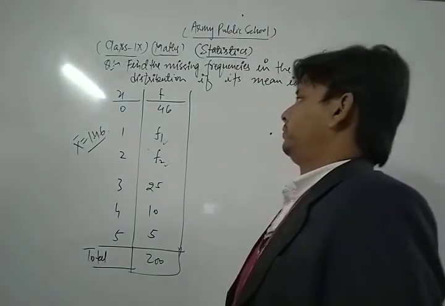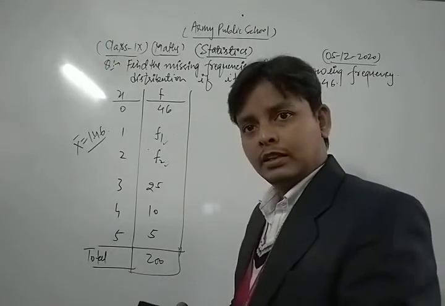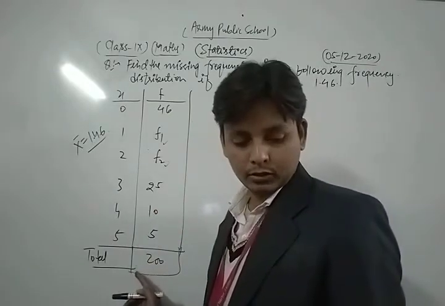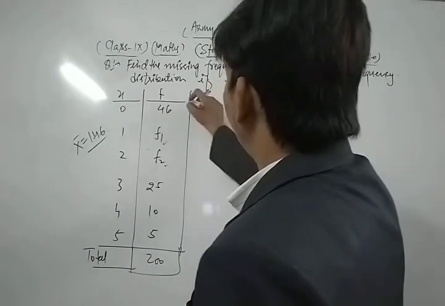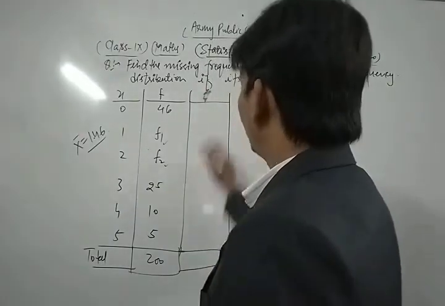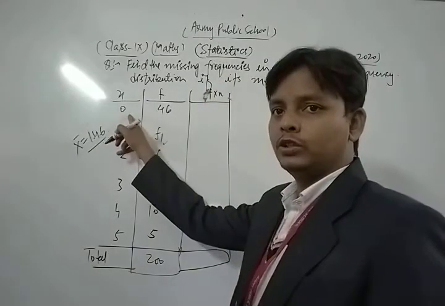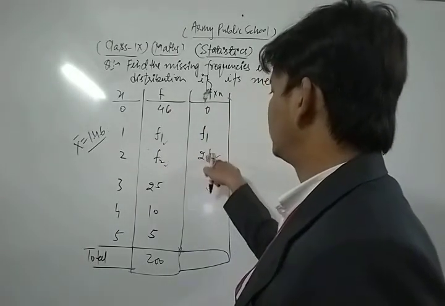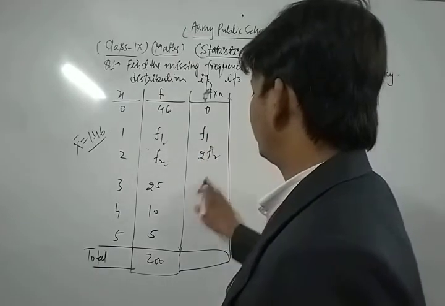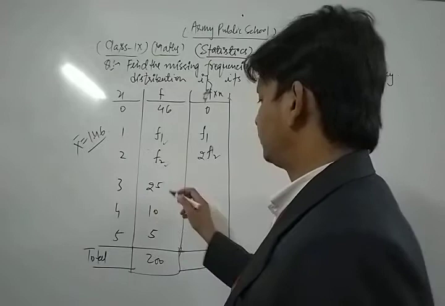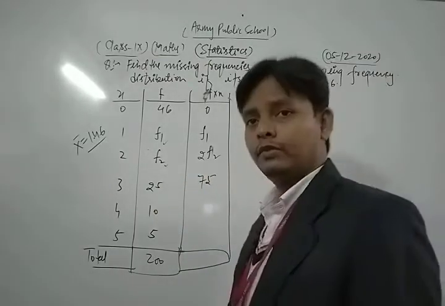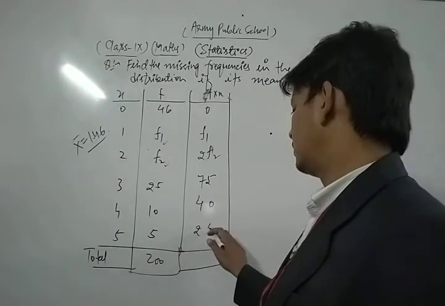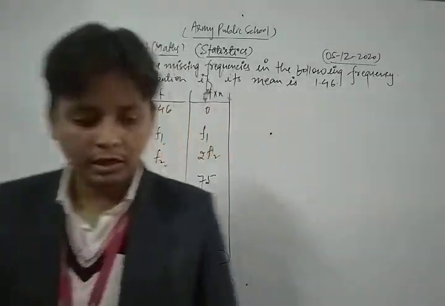First of all, the mean is given, and the sum of frequencies is given as 200. Now from the question, we draw one more table for f into x. 46 into 0 is 0. f1 into 1 is f1. f2 into 2 is 2f2. 25 into 3 is 75. 10 4s are 40, and 5 5s are 25.